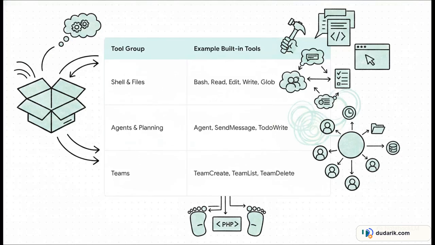Right out of the box, hao-code ships with over 30 built-in tools organized into these functional groups. The shell and files group gives the agent the power to run actual bash commands and natively read, edit, or write files. The agents and planning group is super fascinating. It allows for sub-agent coordination with tools like send message and total write. And then you have the teams group, which lets the primary agent spin up multiple sub-agents to tackle different subtasks in parallel. It's essentially giving your PHP code hands, feet, and an entire squad of assistants.